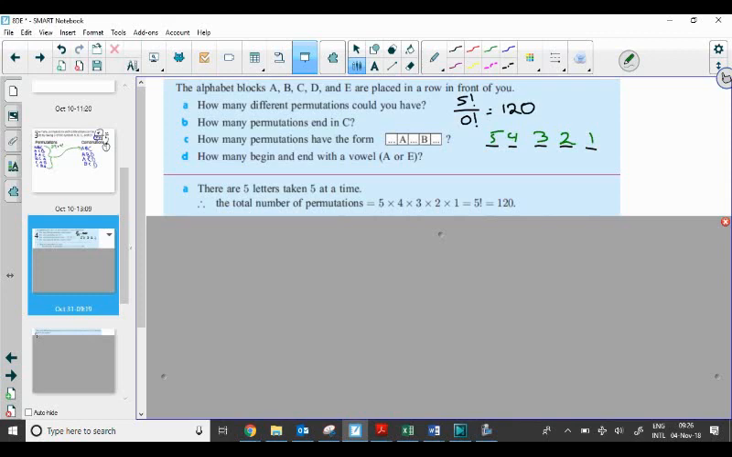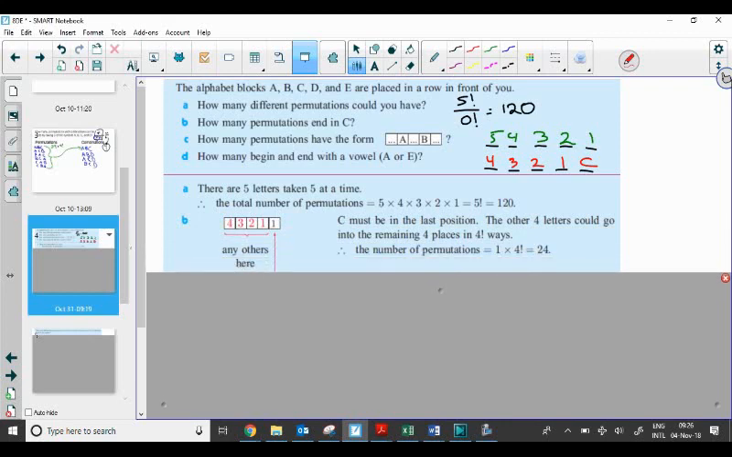Moving down to letter B, we can kind of use that same technique there because we still have 5 blanks. But we know that the last block has to be a C. So how many options do we have for the first one? There's 4 that could go there, 3 that could go there, 2, and 1. So my answer for the second problem here should be 4 factorial or 24.